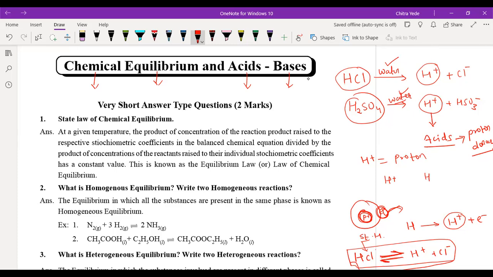So this state is called equilibrium, and it is possible only when the temperature is constant.